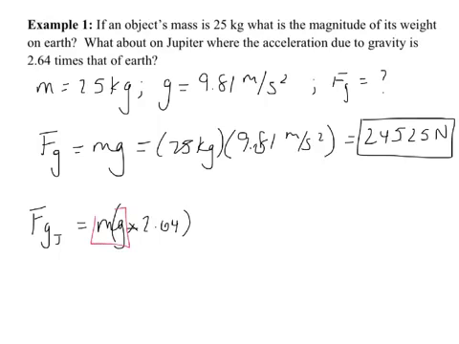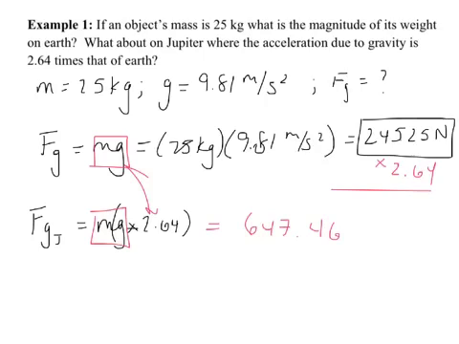So think about it this way. It's really whatever it was on Earth, that's mg, times 2.64. So take this answer here and just multiply it by 2.64, and you'll get your actual value. Or you can go through all the steps. In the end, you're going to get roughly 647.46 newtons. So clearly the person weighs more on Jupiter because Jupiter's gravitational pull is much stronger than Earth's. If you suddenly started walking around on Jupiter, you'd feel almost 3 times as heavy as you are on Earth.